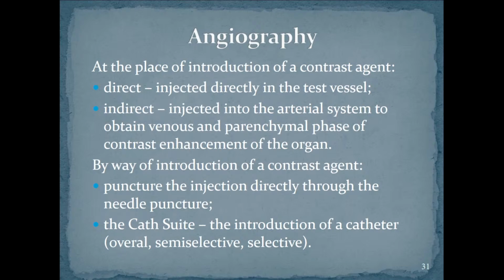At the place of introduction, the contrast agent can be injected directly into the test vessel, and it is mostly injected into the arterial system to obtain venous and parenchymal phase of contrast enhancement of the organ. By way of introduction of a contrast agent, it can be puncture, the injection directly through the needle puncture, and catheter, the introduction of catheter, overall semi-selective and selective.